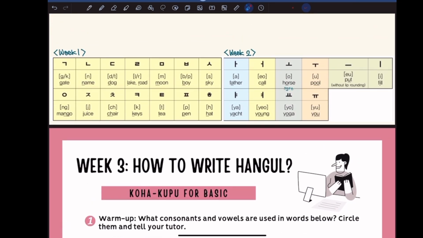In week 1, we learned about the basic consonants that are in Hangul, and in week 2, we learned about the vowels. So the consonants that we learned in week 1 will be like k, n, t, r, l, b, s, j, ch, k, t, p, h. And the vowels that we learned in week 2 will be a, ya, o, yo, o, yu, u, yu, u, i.